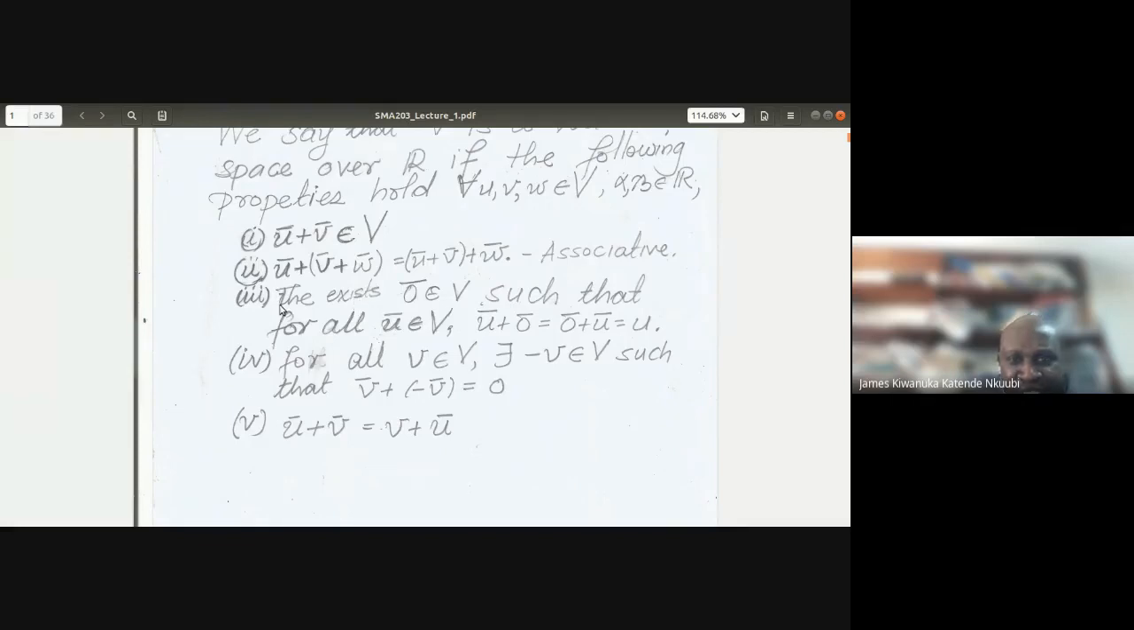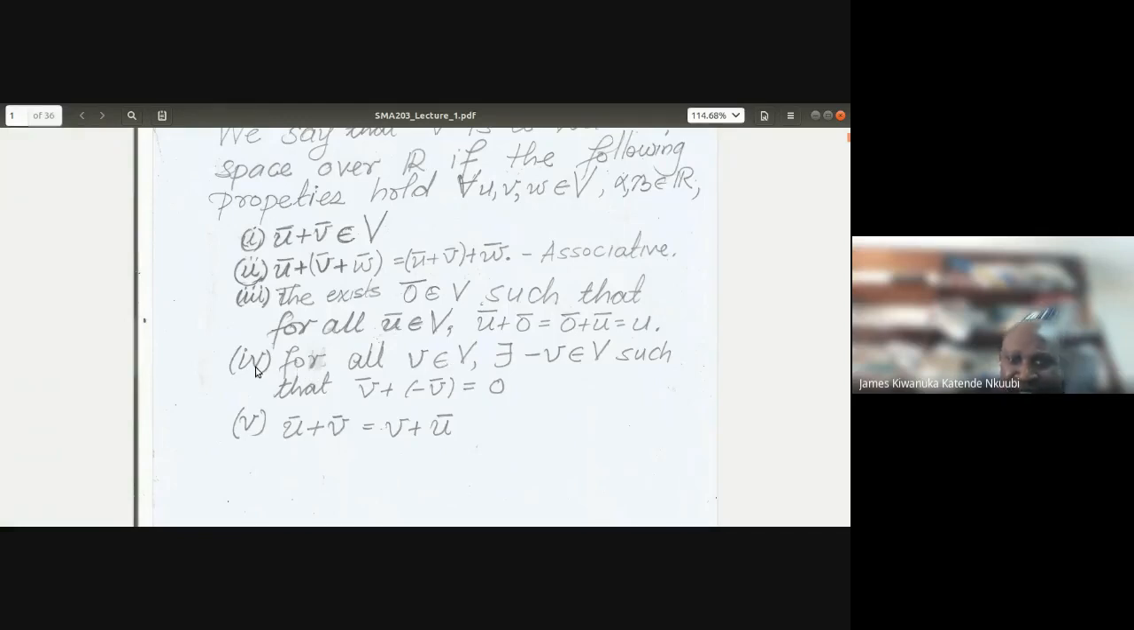And the third property says there's a special vector which we denote by bar 0 in V, such that if you add this vector to any other vector, you don't change the vector. So bar U plus bar 0 will still be equal to bar U. Now this is always true, and this vector bar 0 is called the zero vector. So the zero vector is unique. A vector space cannot have more than one zero vector. There's only one zero vector in the vector space.